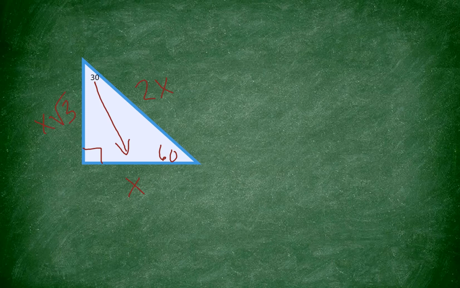Now, if I was to give you, let's go with 7 for X here, then I would know that the hypotenuse would be 2 times 7, which gets me 14. And I would know that it's 7 times the square root of 3 for the side across from the 60-degree angle. All right, so I'm going to clear that, and I'm going to do another example.